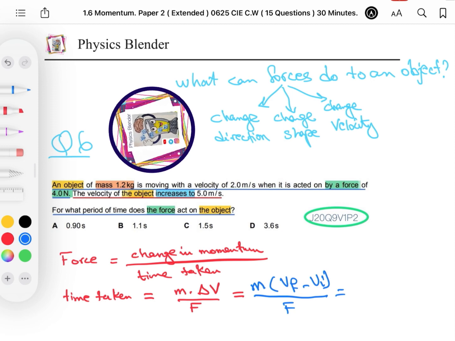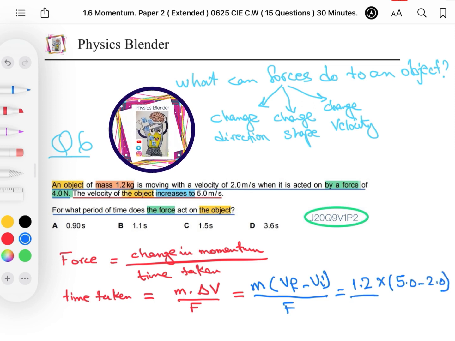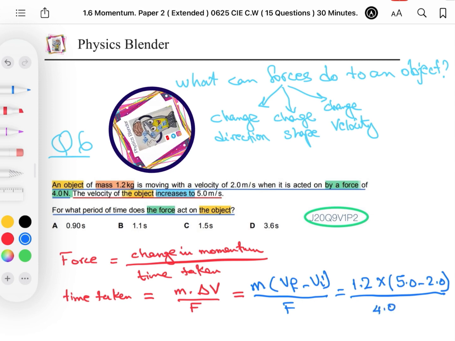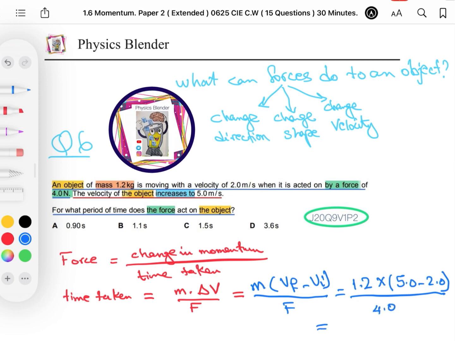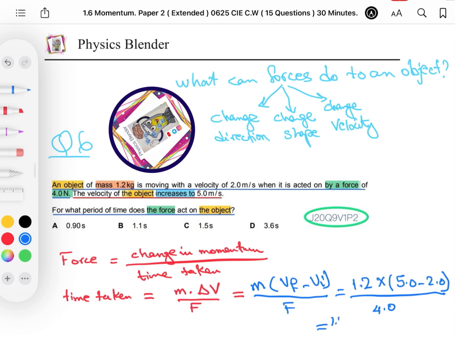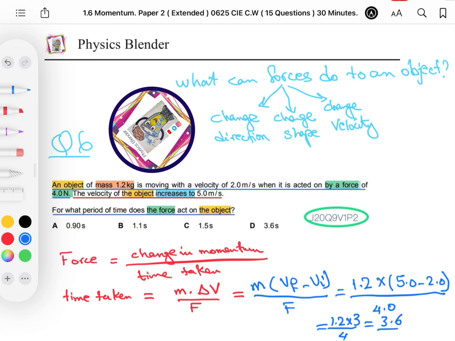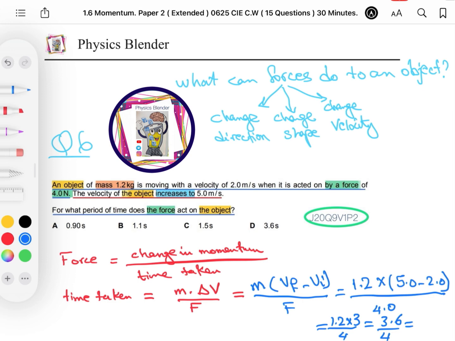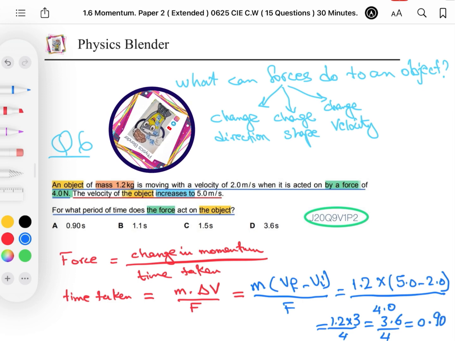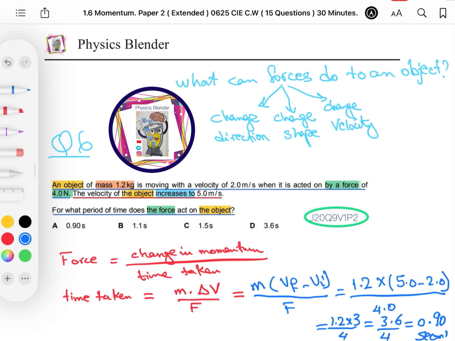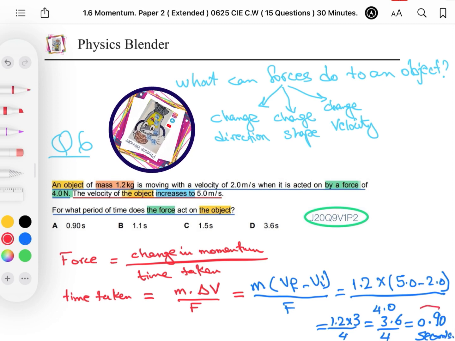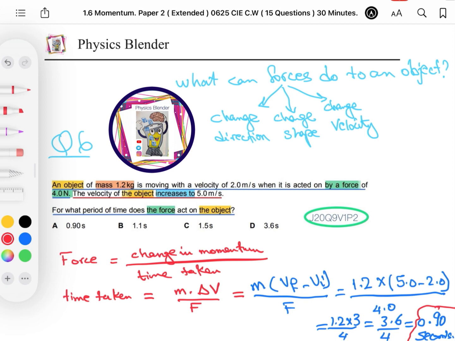When you substitute, you have mass 1.2 times 5 minus 2 divided by 4 Newton. Check that you have consistent units. So your answer will be 1.2 times 3 divided by 4, which is 3.6 divided by 4. Your final answer is 0.90 seconds. Check that your final answer is realistic, and you are using consistent units.